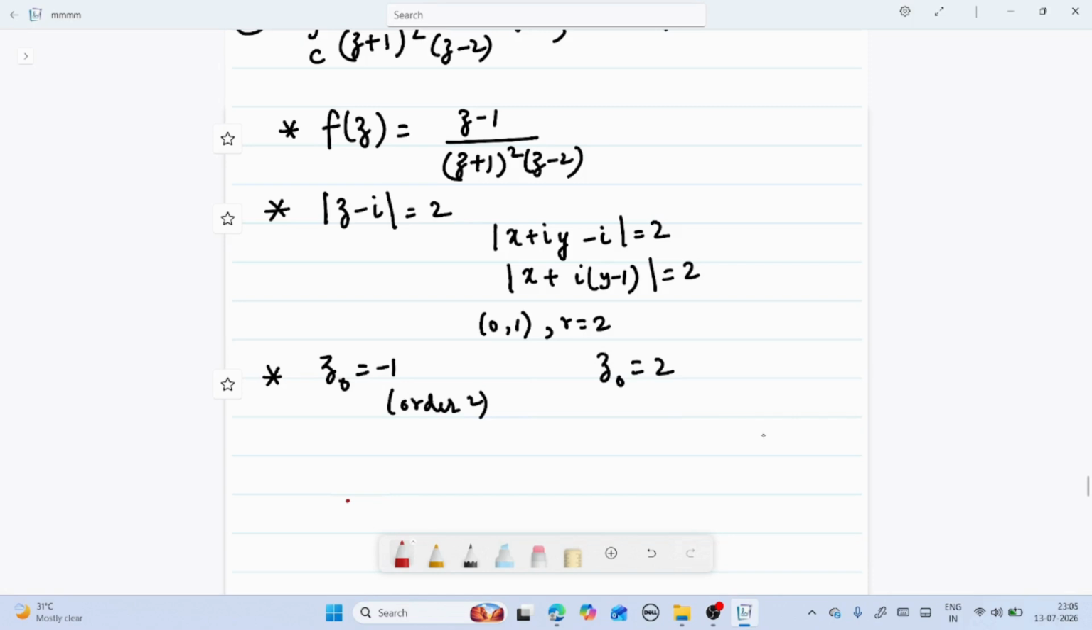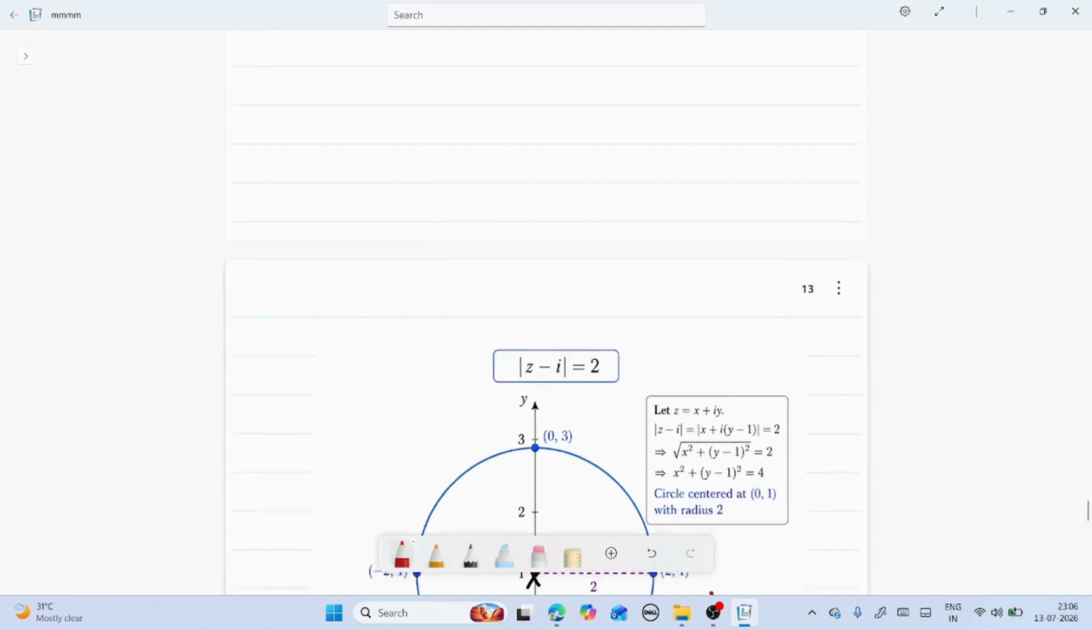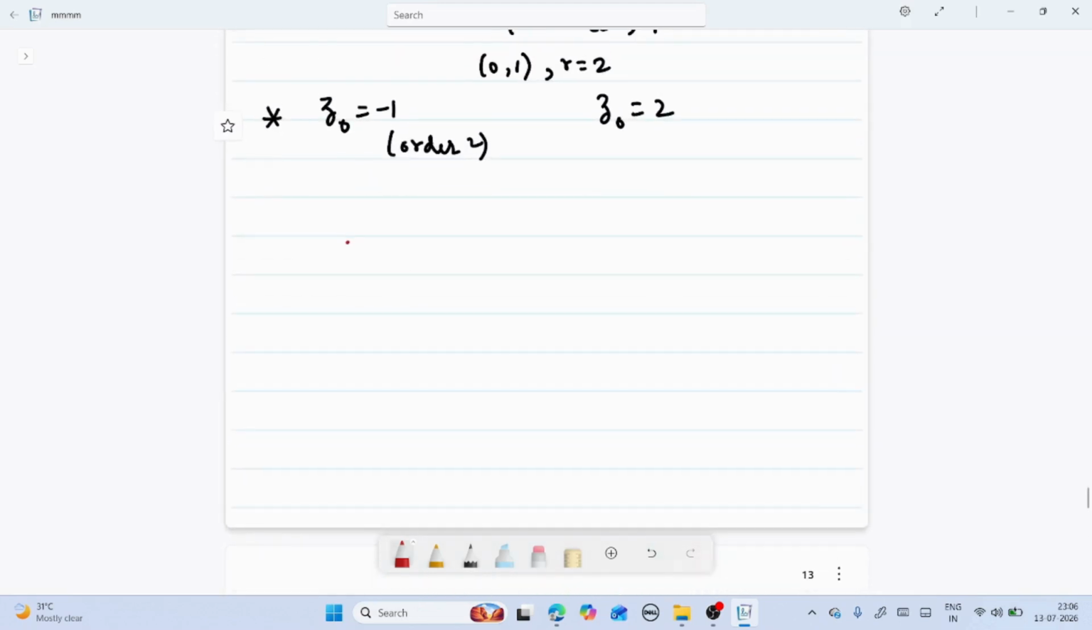Now let us consider z naught is equal to minus 1, that is (minus 1, 0). Minus 1, 0 is inside the given curve. So that is not a problem. We can find the residue for this. Whereas when you take the other pole, that is z naught is equal to 2, it is lying outside the given circle. So we will just ignore this pole and we will not find the residue for this. So we are now going to find the residue only for z naught is equal to minus 1 using the usual formula.